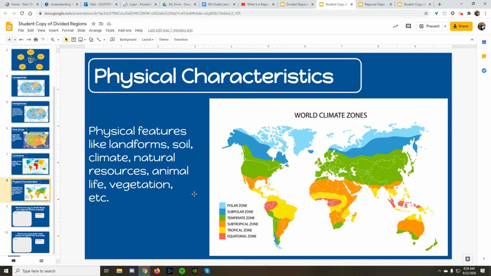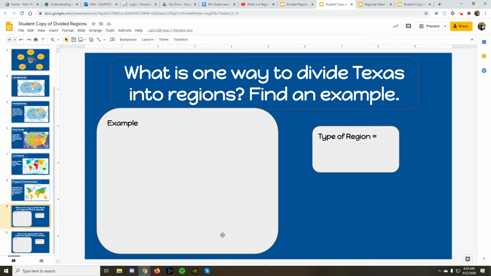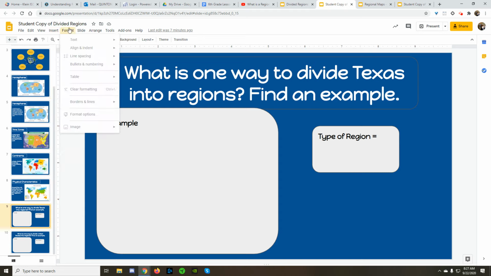You can also break things down by their human characteristics. You could do regions based on populace or by population. You can do regions based on the distribution of things. So if we were trying to look at Texas, well, let's have a little fun with Texas. Maybe we can see if we can find a Texas map.